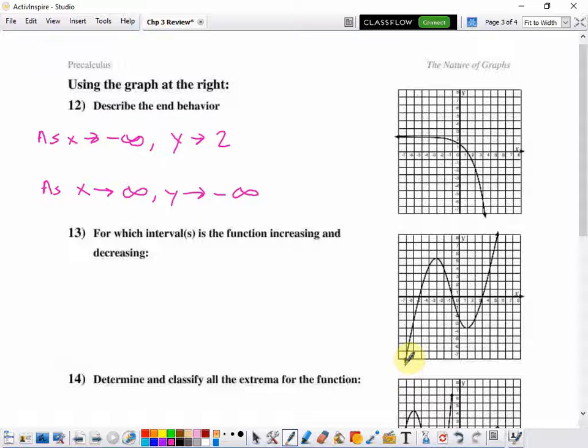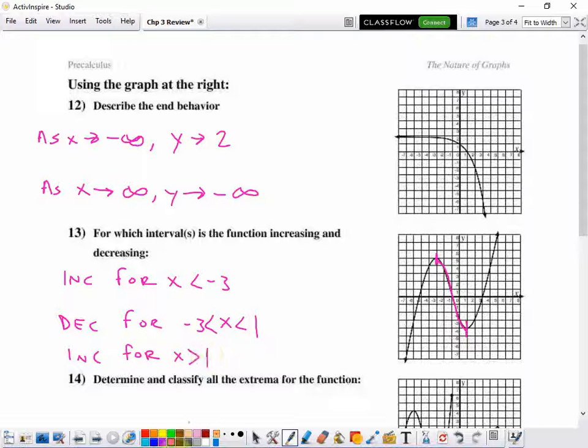The next graph, as we trace left to right, it is increasing first until it gets right there, so the first interval is an increasing interval for x's that are less than -3. Then, for x's that are greater than -3 but less than 1, the graph is decreasing. Then it begins to increase again for x's that are greater than 1.